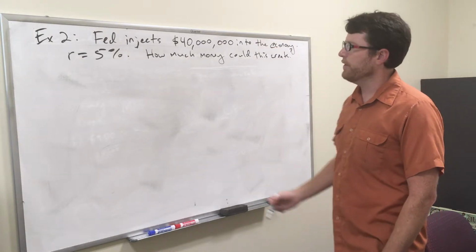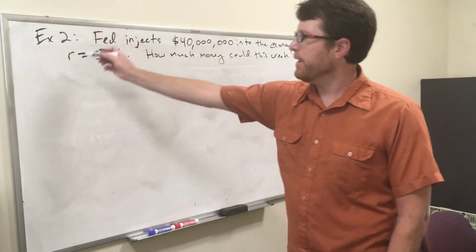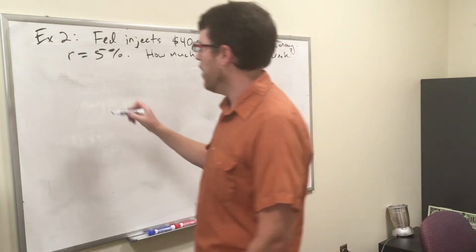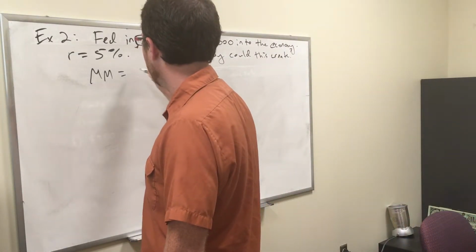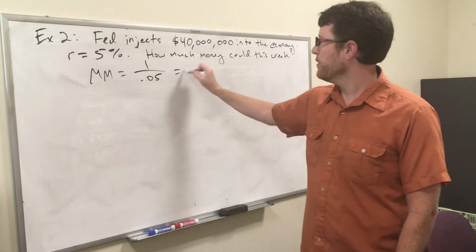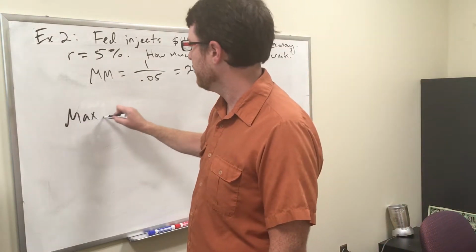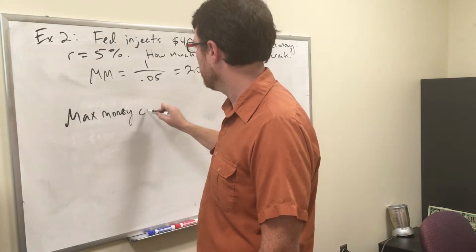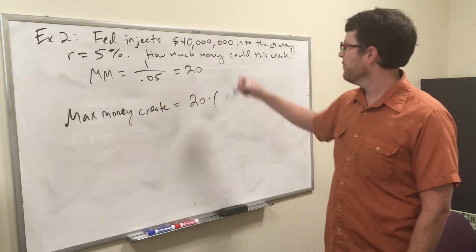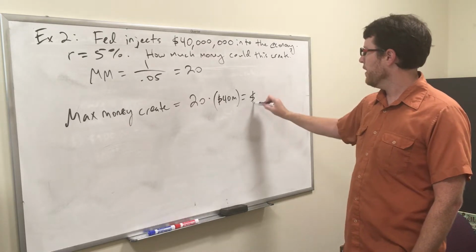So how much money could this create? Again, I'm making this 5% up just so we can see a different number for this example. All we need to do is solve for the multiplier. The money multiplier is 1 divided by 5%, so that would be 20. So the maximum amount of money is equal to the money multiplier times that 40 million. And so you would get $800 million.